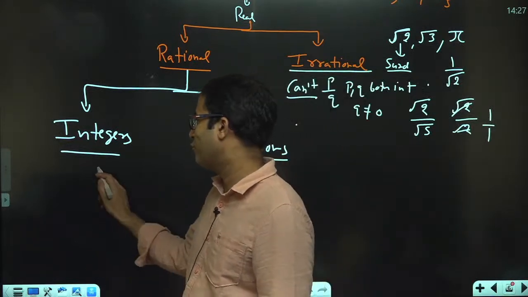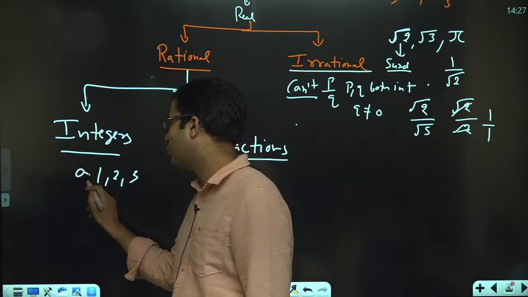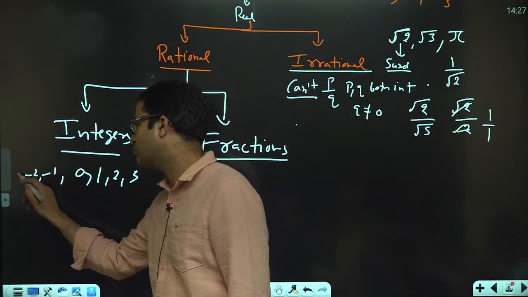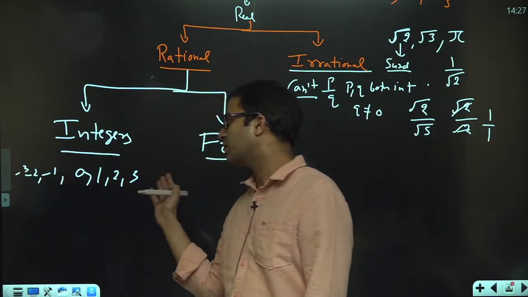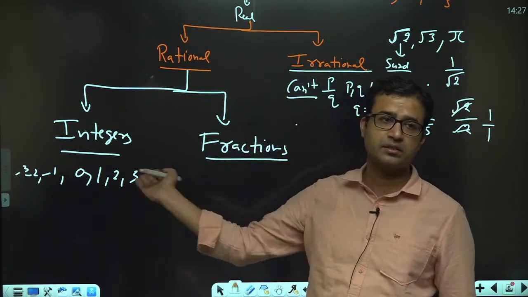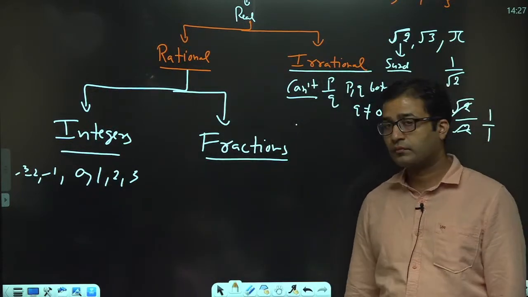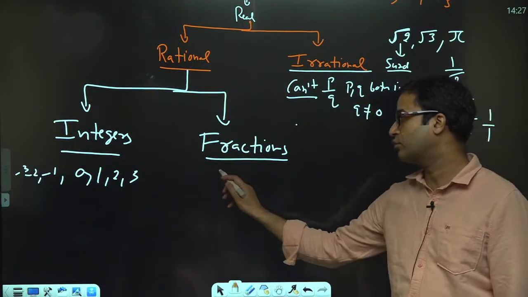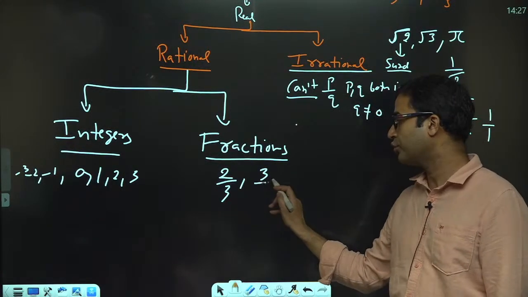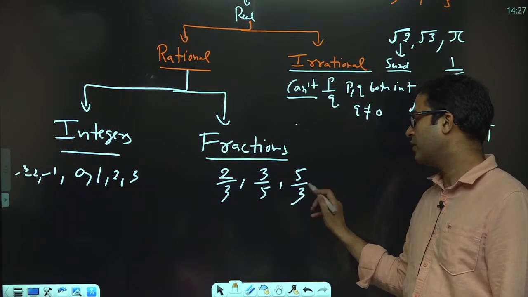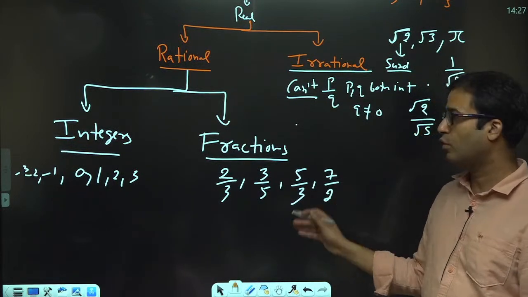Integers, I think all of you know: 1, 2, 3, 0, minus 1, minus 2, minus 3, all these are integers. 4, 5, 6, these are integers. Whereas fractions like 2 by 3, 3 by 5, 5 by 3, 7 by 2, all these are fractions.